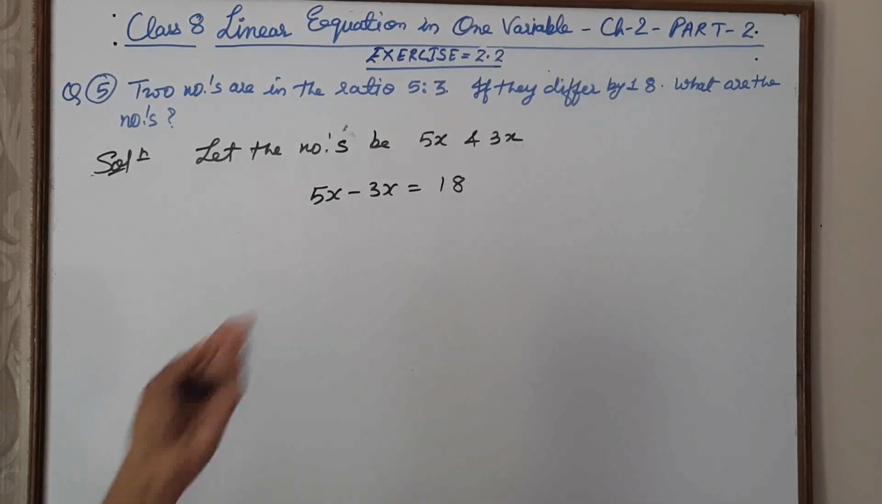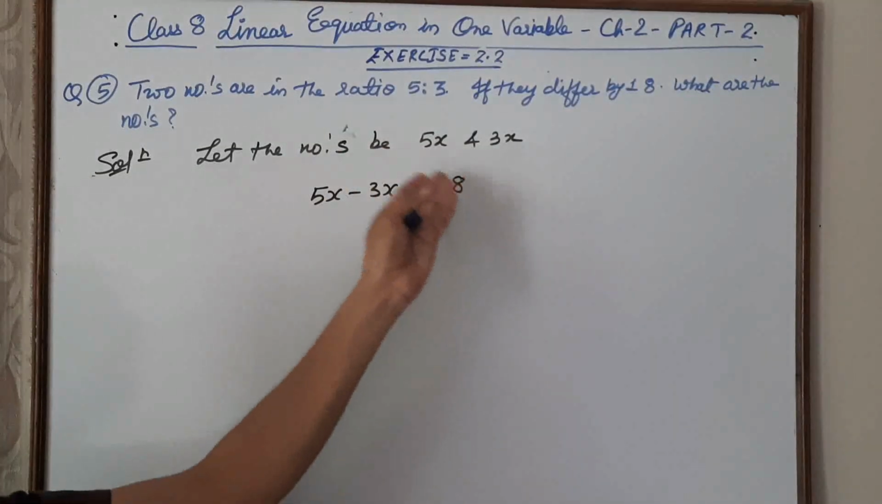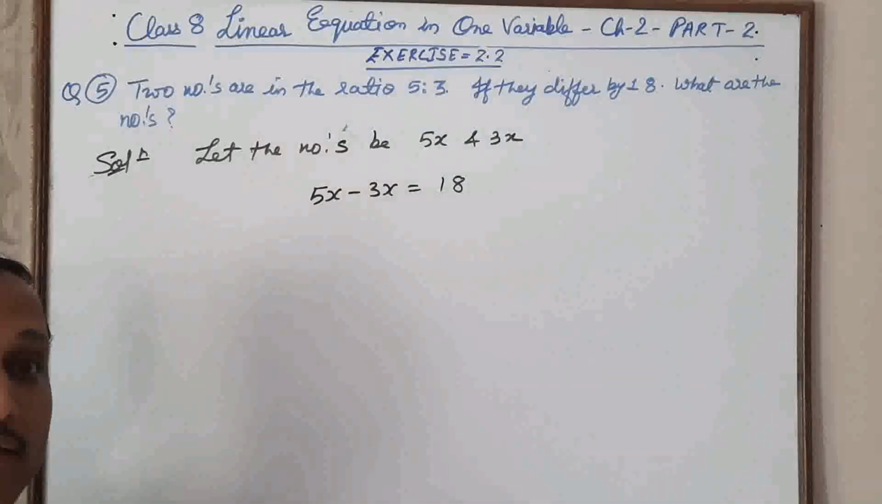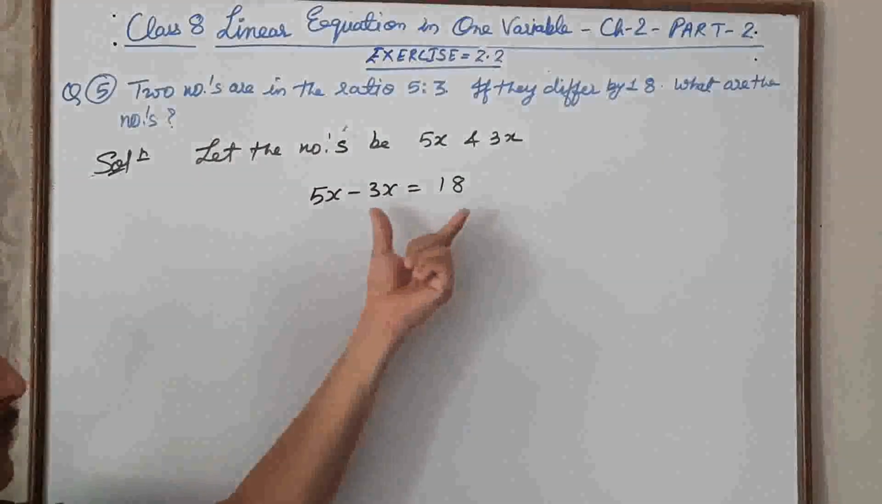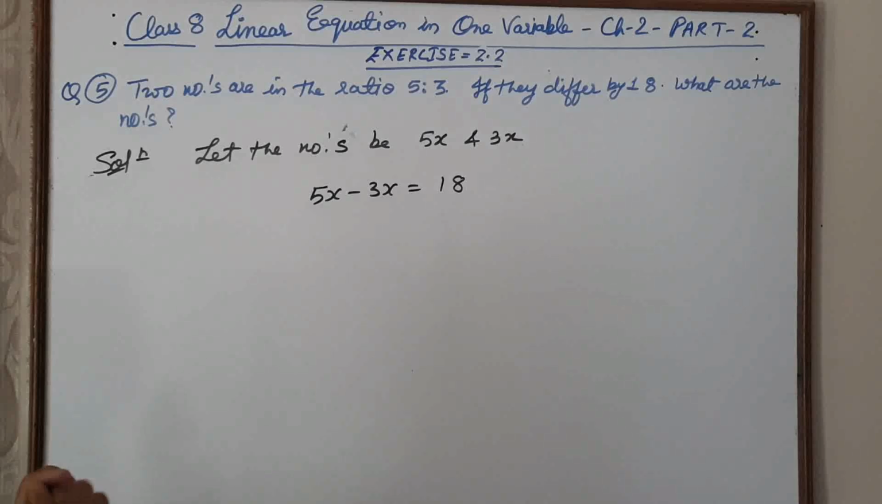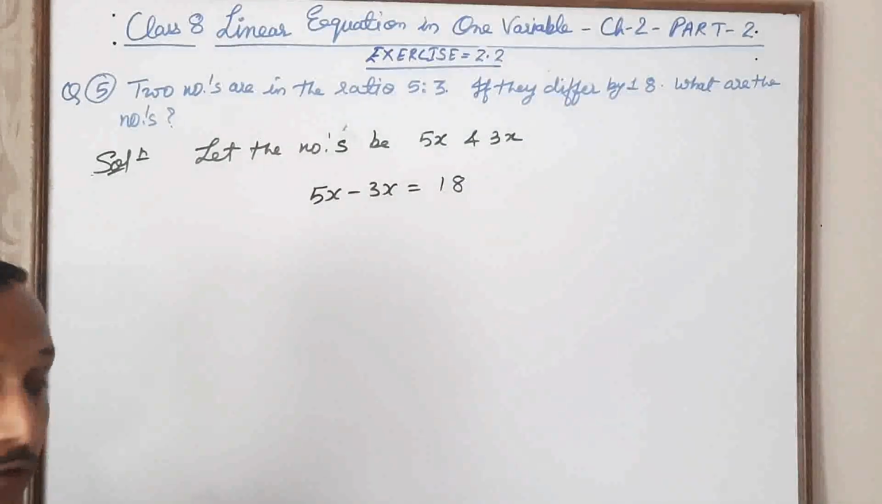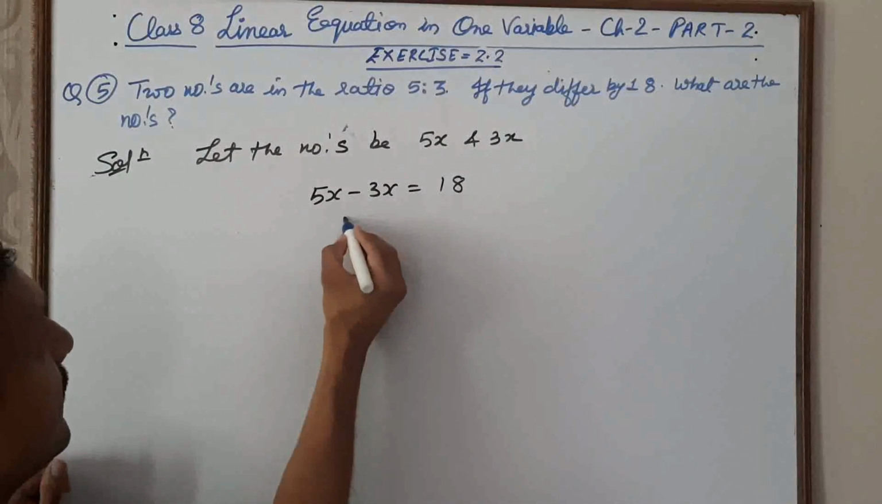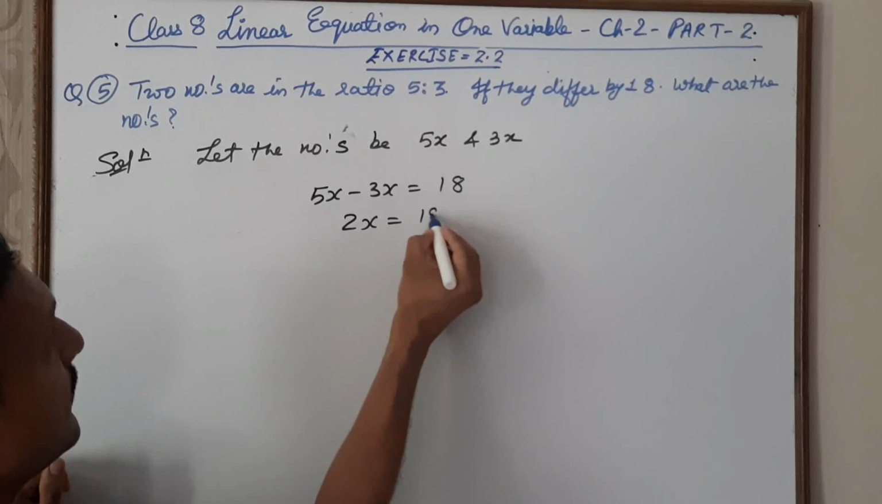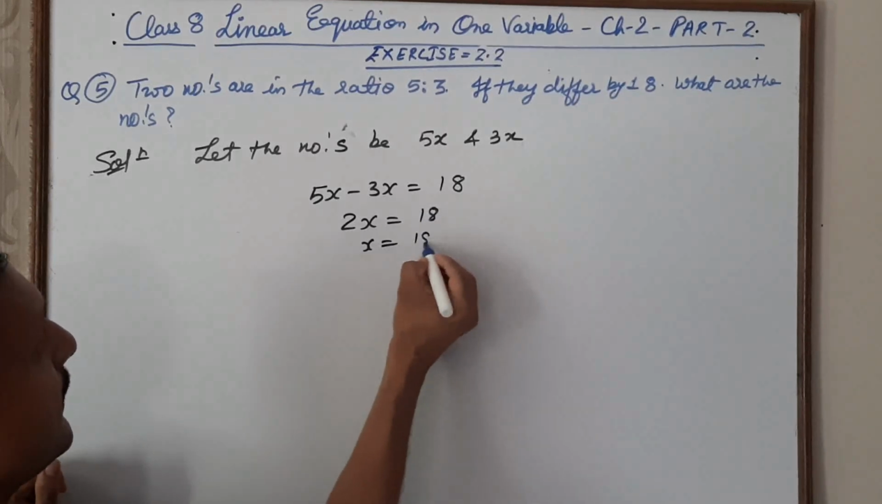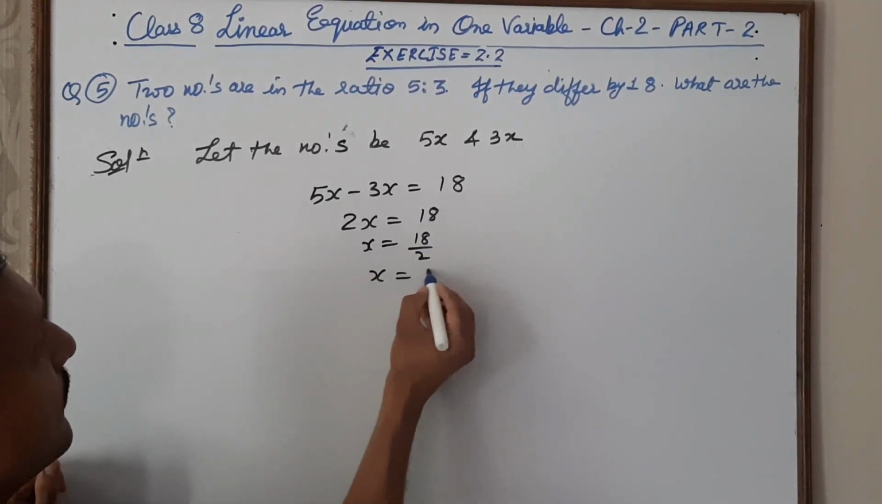So simply we got the equation. Now we can solve it easily. Equation: 5x minus 3x equals 18. So children, our main motto is that we have to convert the word problem into an equation. 5x minus 3x, 2x equals 18. x equals 18 by 2, x equals 9.